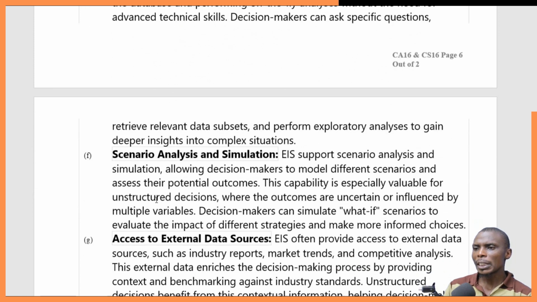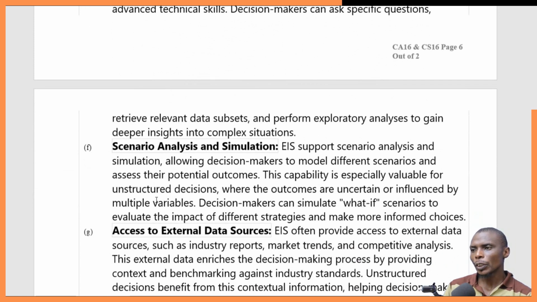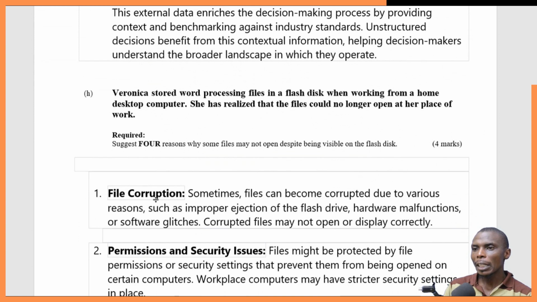Then last one, we have scenario analysis and simulation. This allows decision makers to model different scenarios, come up with different scenarios that might not be real, but they use them to assess their potential outcomes. For example, they may come up with a scenario that they think will lead to losses over a particular duration of time, and assess what that will look like for the organization. So that is what we call scenario analysis and simulation.